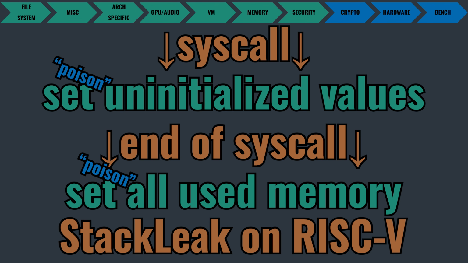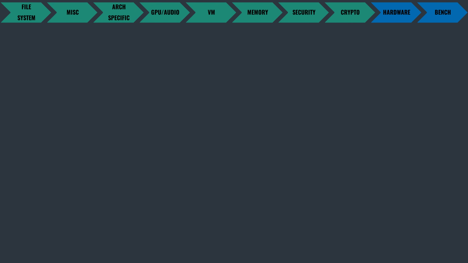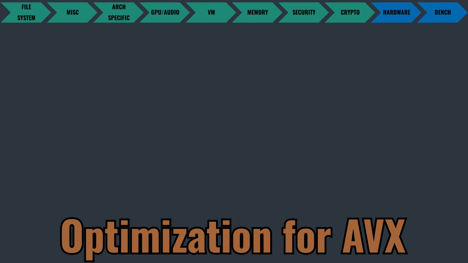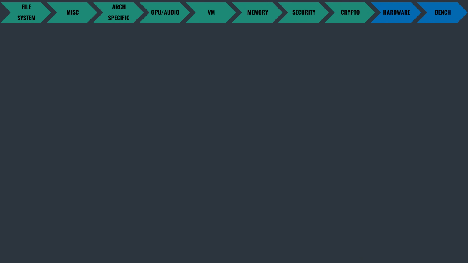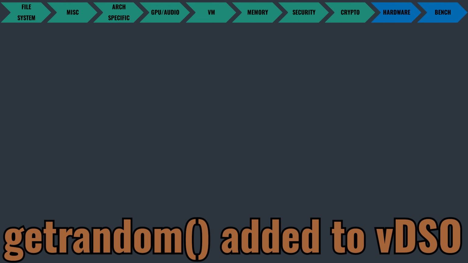Now let's go on to cryptography, where we have some changes from Intel and AMD with AVX-512 and AVX10, which now have major optimizations. We have some good performance changes there. And of course, when talking about cryptography, we can talk about random number generation. More precisely, let's talk about the getrandom command, which is now included in the vDSO.